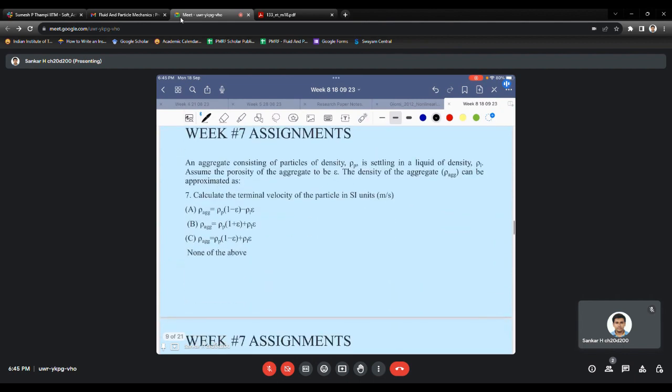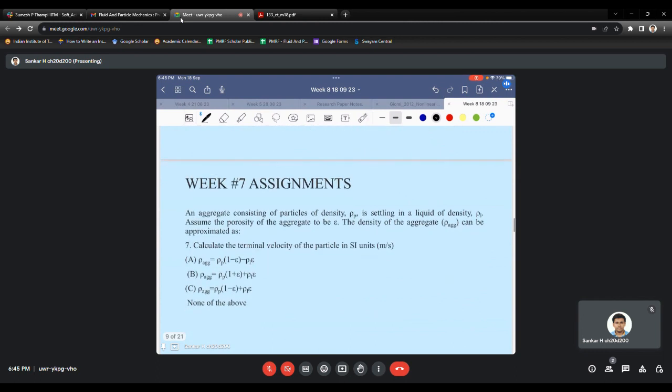Okay, let's go to question number 7, in which it is given that an aggregate consisting of particles of density rho p is settling in a liquid of density rho l. Assume the porosity of the aggregate to be epsilon, and the density of aggregate rho aggregate can be approximated as. Oh, I'm sorry, this question does not come here. And in fact, question number 7 starts from here.